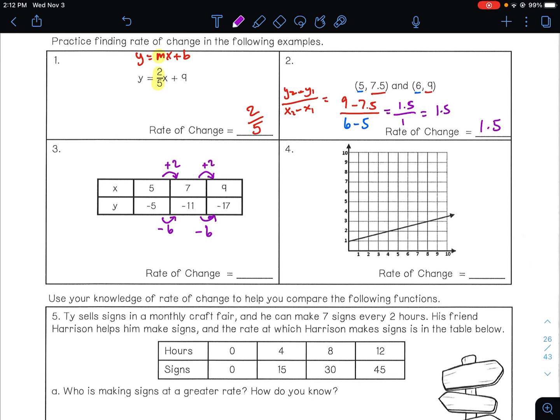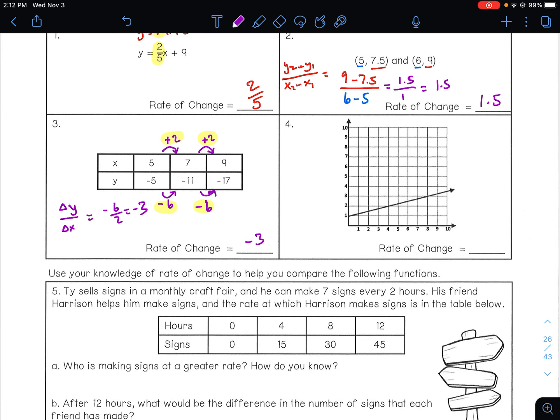That is correct. Now remember, it is change in y over the change in x, right? The change in y is negative 6. The change in x is positive 2. And it's that way for both of them. So negative 6 over 2 is our rate of change. And negative 6 over 2, if I simplify that, is just negative 3. So rate of change is negative 3.